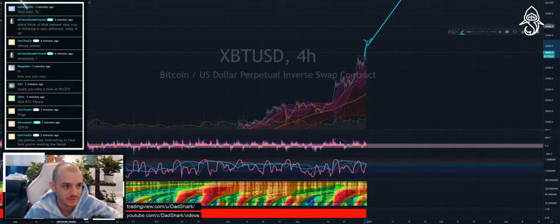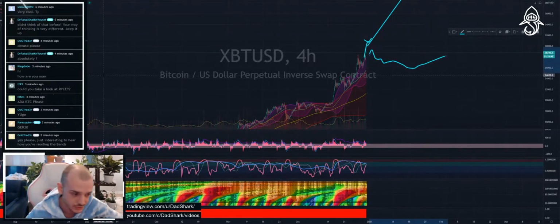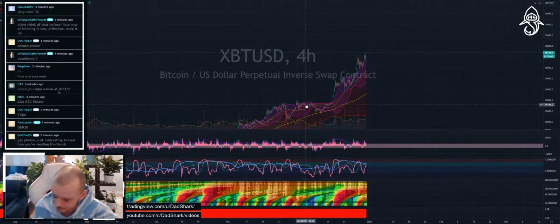We have the implications that we need to flag here and compress, restore potential energy in the shorter time frames. But if we do continue this current move, we will go parabolic. Okay?